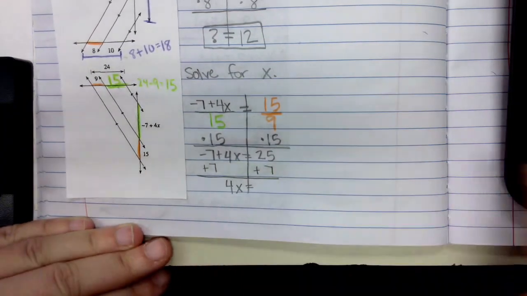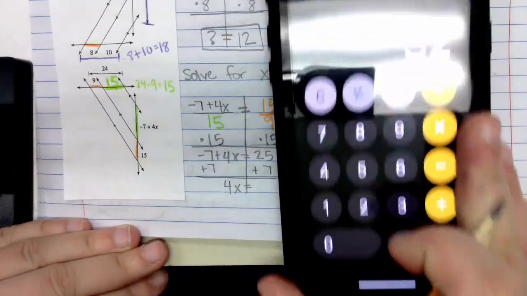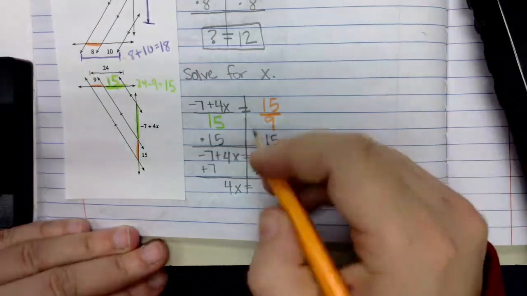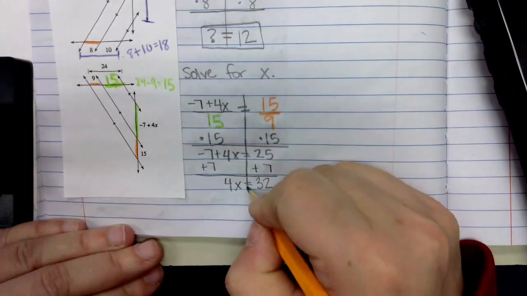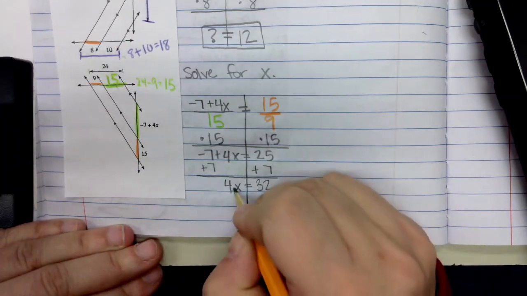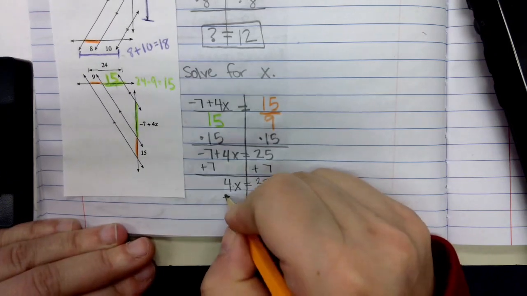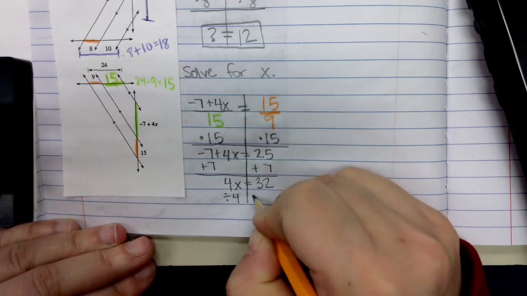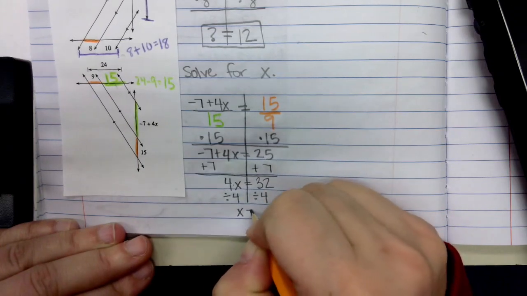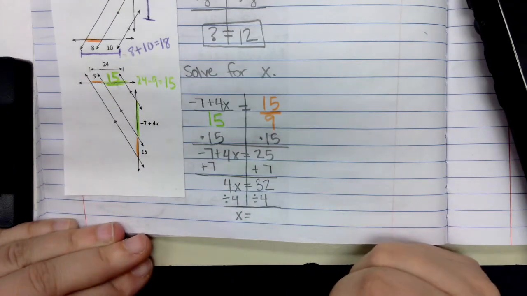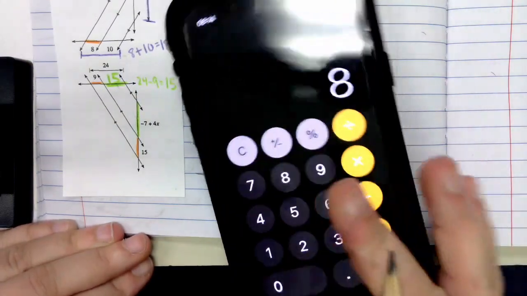4x equals 25 plus 7 is 32. And then we have to undo that 4 and that x that are touching. When they're touching, remember that means multiply. So to undo multiply, you would divide. So divide by 4, divide by 4. X equals 32 divided by 4 is 8.